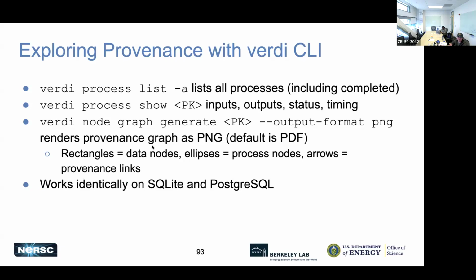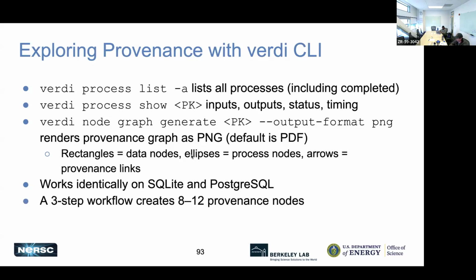The actual behavior of these things is the same on SQLite and if you were running the Postgres behind the scenes. And the example with its 3 steps, we're going to end up with less than 15 provenance nodes. So in the example, once you run the graph generate and open up the PNG file, you will see the visual representation of the run of that instance of the pipeline.